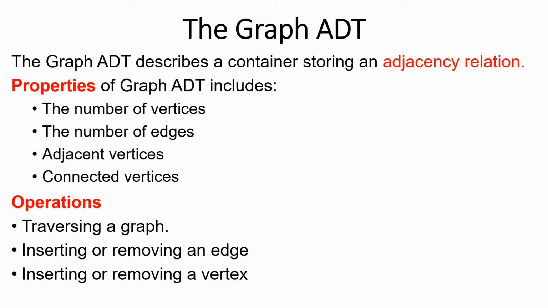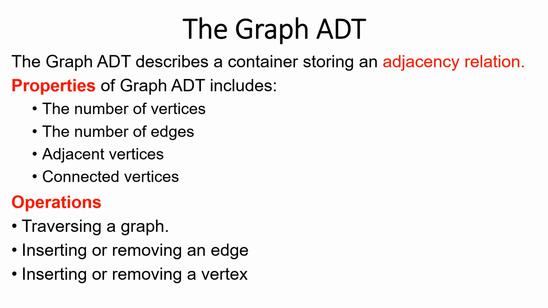Graph as an ADT can be described as a data structure for storing adjacency relationships. The properties applicable to the graph as an ADT include the number of vertices present in the graph, the number of edges present, the number of adjacent vertices, and the number of connected vertices. All these are included as properties of a graph.